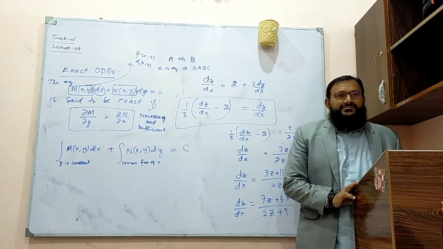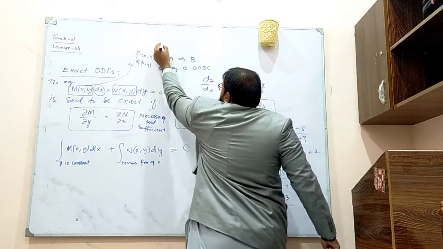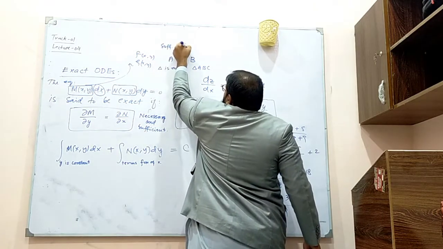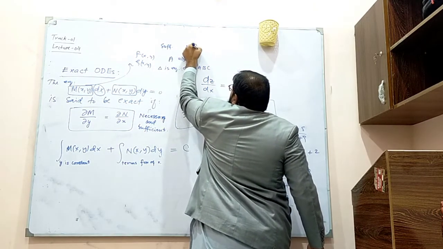Necessary is the triangle. The left one is sufficient. This one is sufficient, and this one is necessary. Necessary condition, obvious.